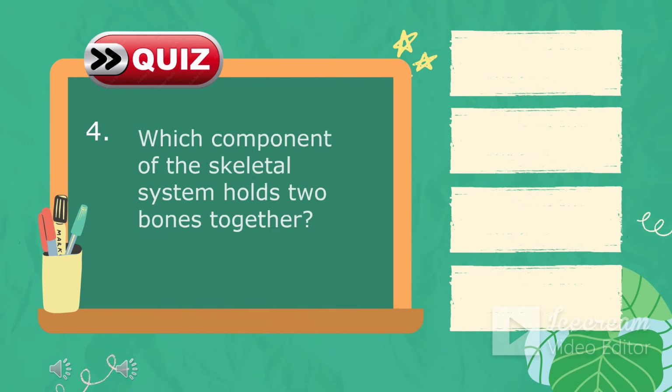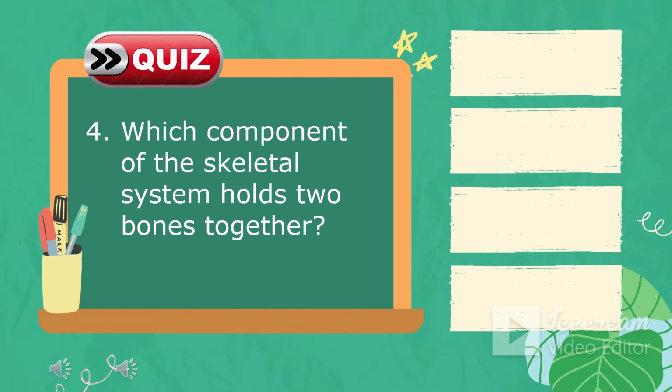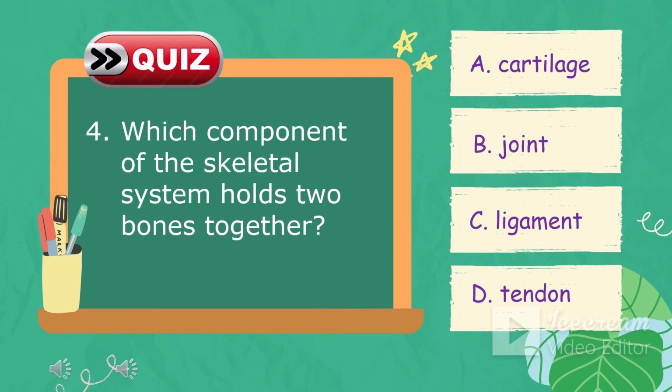Number 4. Which component of the skeletal system holds two bones together? A. Cartilage. B. Joint. C. Ligament. D. Tendon. The correct answer is letter C. Ligament.